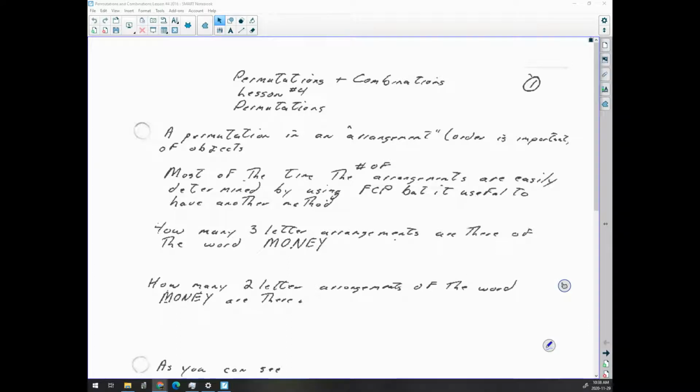Welcome to lesson 4 of permutations and combinations. We are now going to introduce this idea of permutations. Now, in truth, I don't use the idea of permutations very often. I basically use the fundamental counting principle.